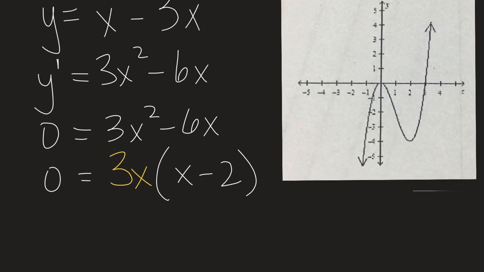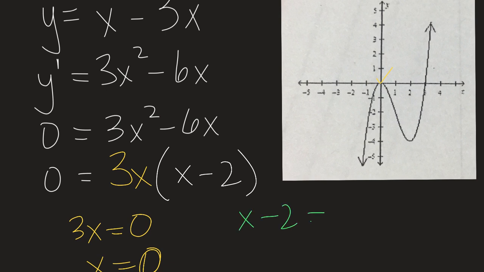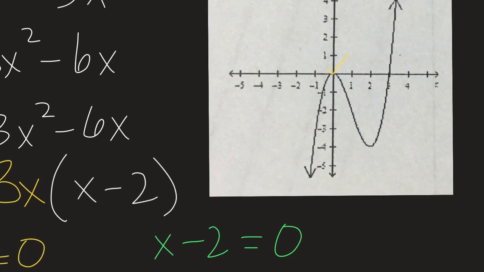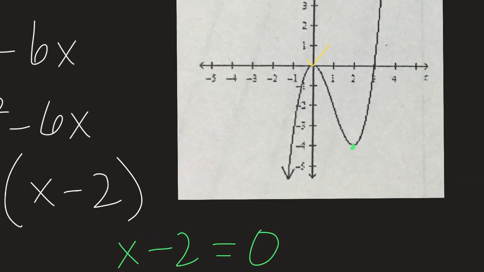Okay, so if we solve both of these, if we set 3x equal to 0, that means x has to be 0. Okay, that checks out right here. Looks like we have a relative max when x is 0. And our other 0 comes when x minus 2 equals 0, so at x equals 2. Sure enough, we do have a potential relative minimum there at positive 2.